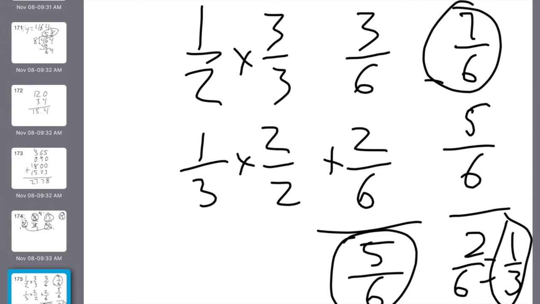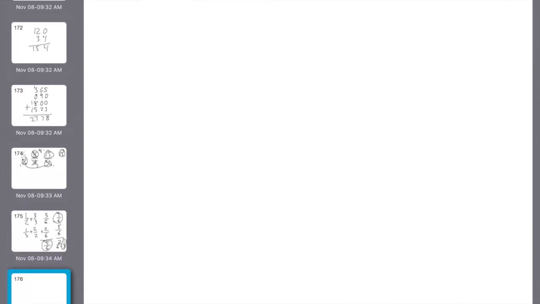So normally I would leave this as 1 and 1/6, guys, but you cross out the 1, you add the 6 to it, it turns into the 7/6. So I just made it improper because that's what you're going to do when you do a mixed number.